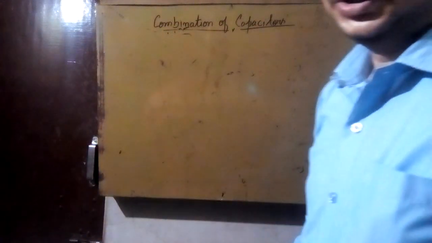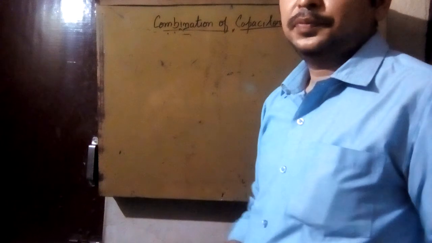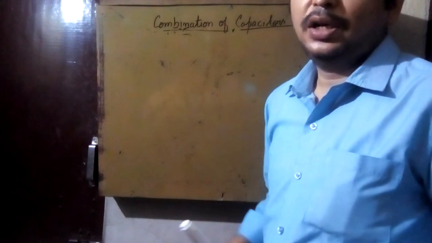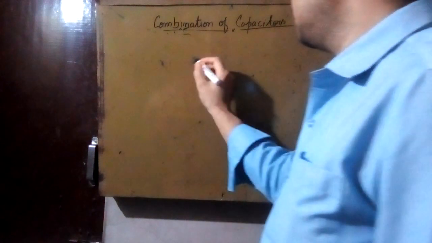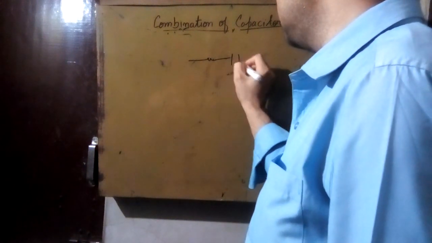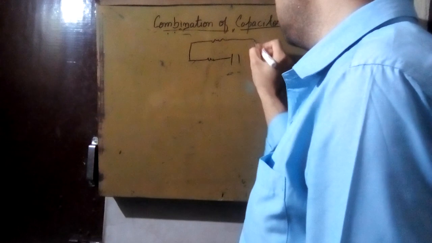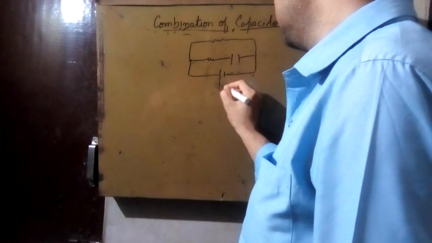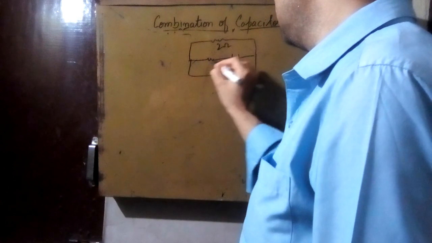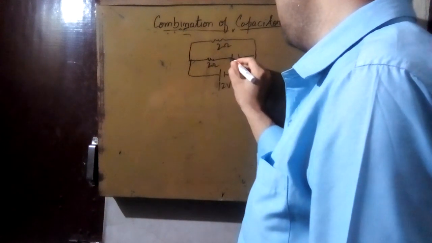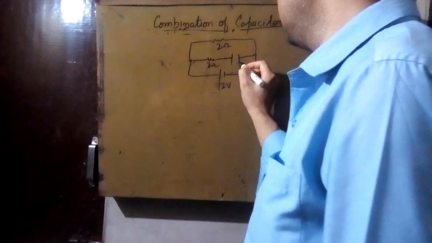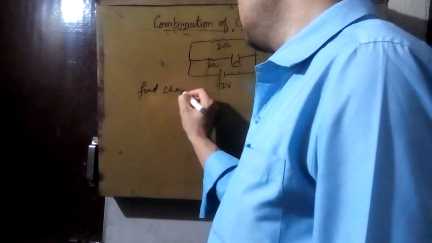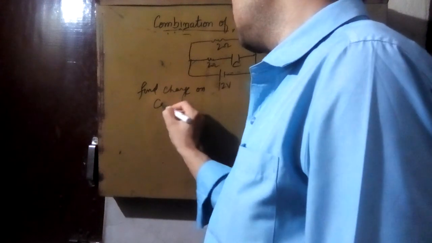Now we will discuss some RC circuits in which a resistor and a capacitor are given. Suppose this is a resistor and this is a capacitor, and another resistor, and this is connected to a 12 volt battery. This is 2 ohm, this is 2 ohm, and suppose it is asked to find the charge on the capacitor. This has capacitance C. Find the charge on the capacitor.